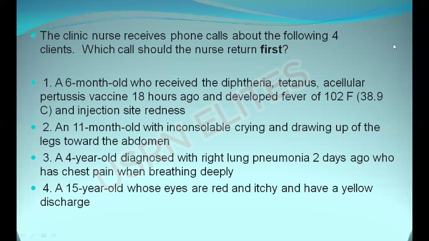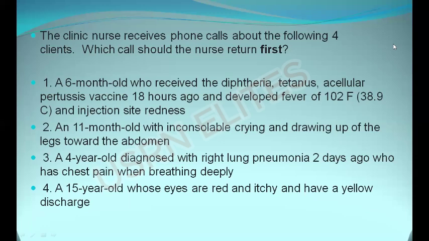Okay, for me, option 2 doesn't state any specific findings that are so severe they need to be addressed, because this child can obviously wait for maybe a couple of minutes. Whereas option 4, the red and itchy eyes with yellowish discharge, to me is really severe.